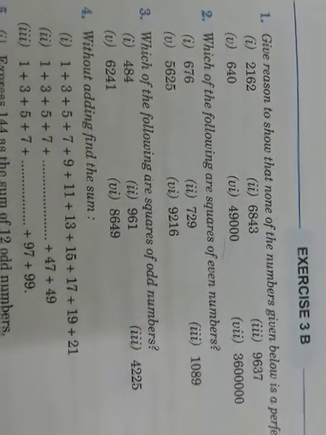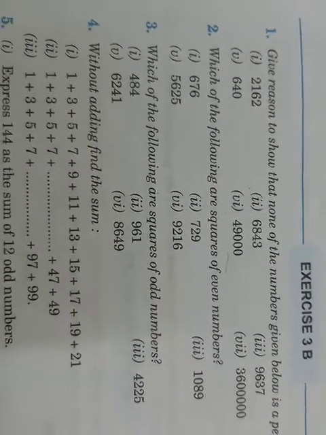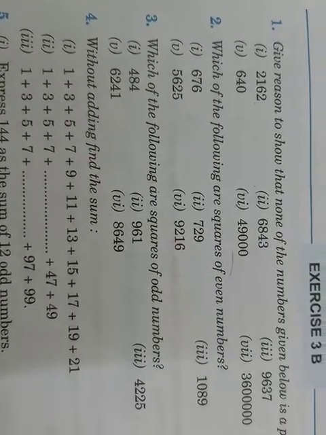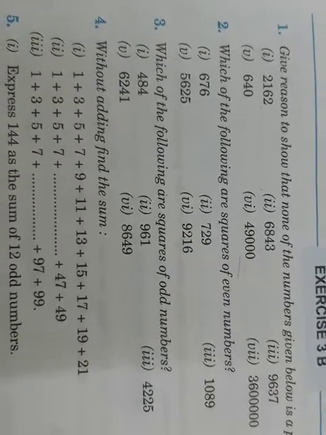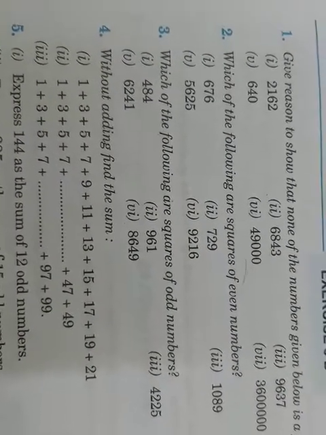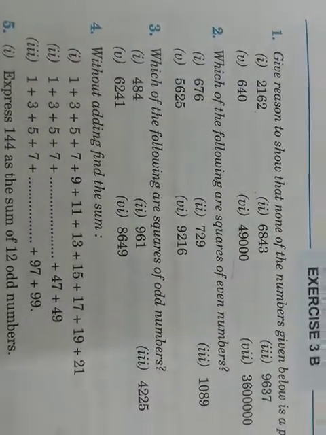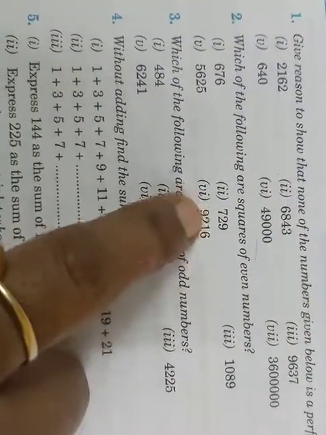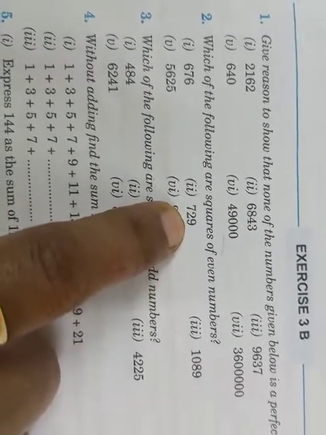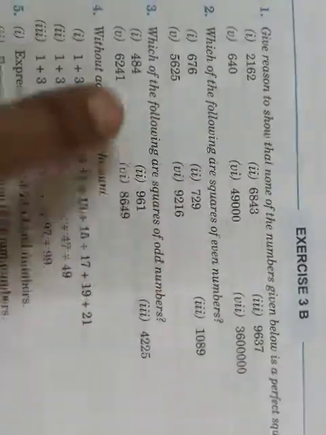Question number 2. Which of the following are squares of even numbers? We learnt in the properties that the square of an even number is an even number. So can you say which are the even numbers? The first one is even, so the number must be even. Second part, 729, is odd, that means it must be a square of an odd number. Similarly, you can decide which is even and odd.